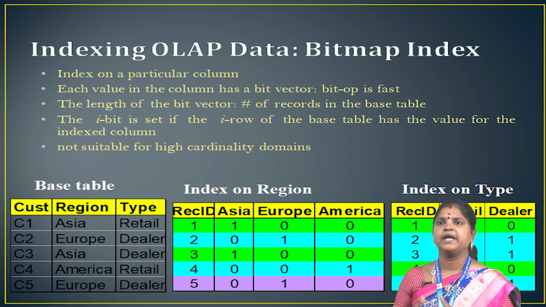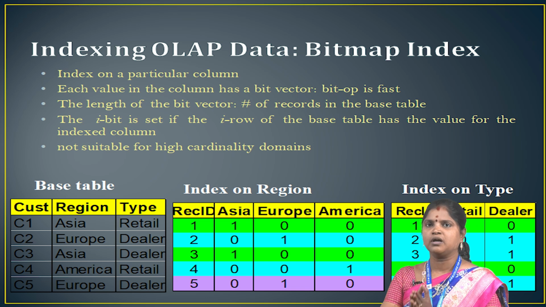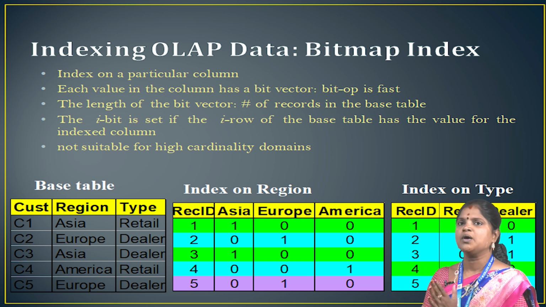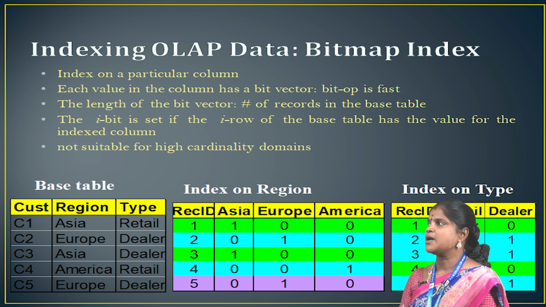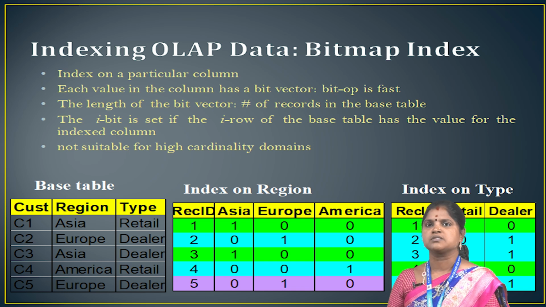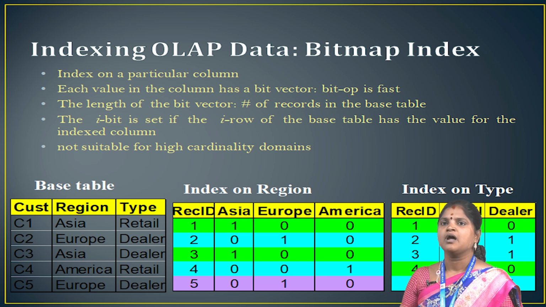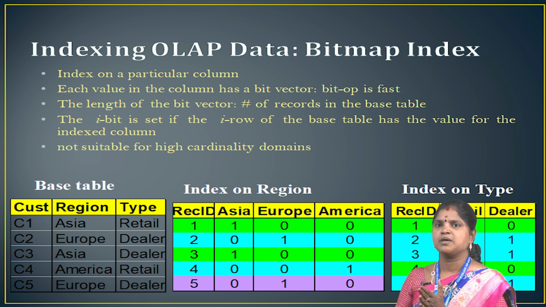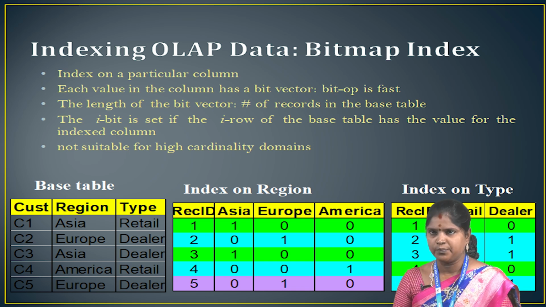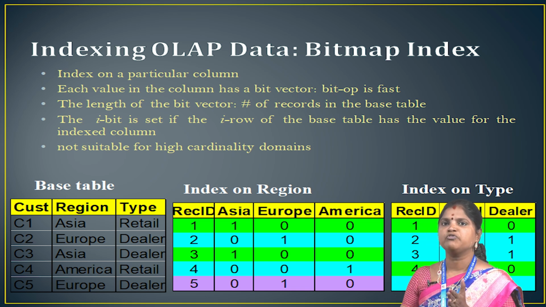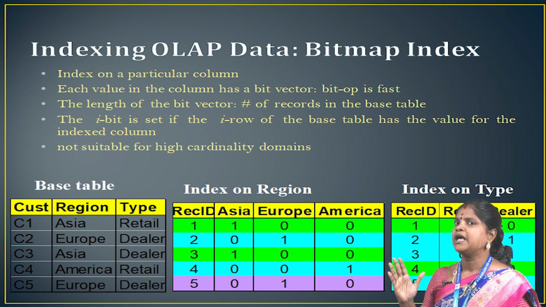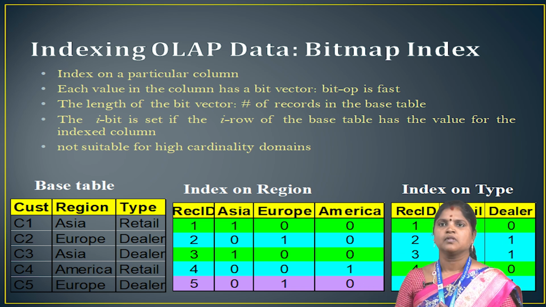Indexing OLAP data: bitmap index. Index on a particular column. Each value in the column has a bit vector, and bit operations are fast. The length of the bit vector is the number of records in the base table. The ith bit is set if the ith row of the base table has the value for the indexed column. Not suitable for high cardinality domains.